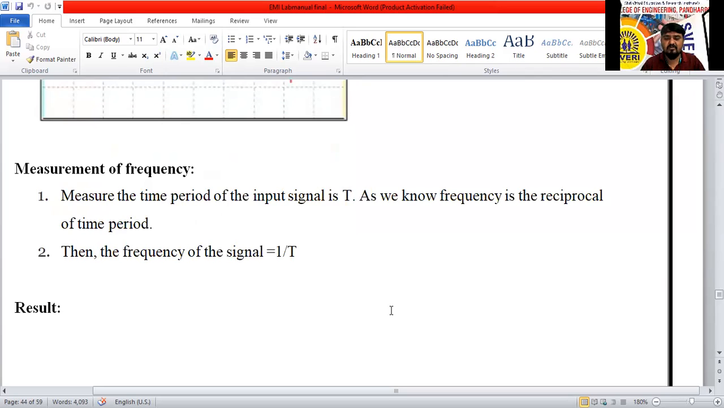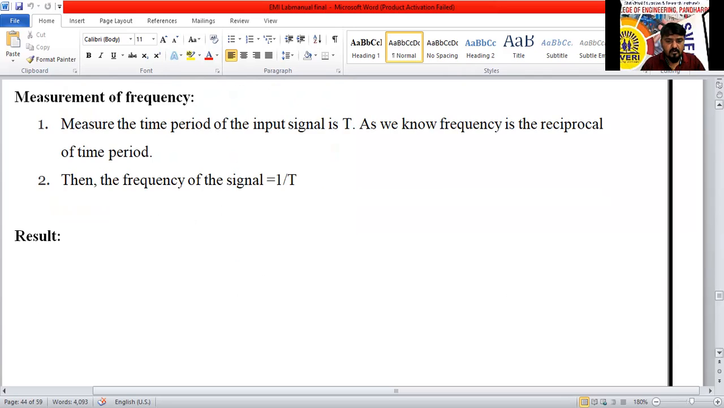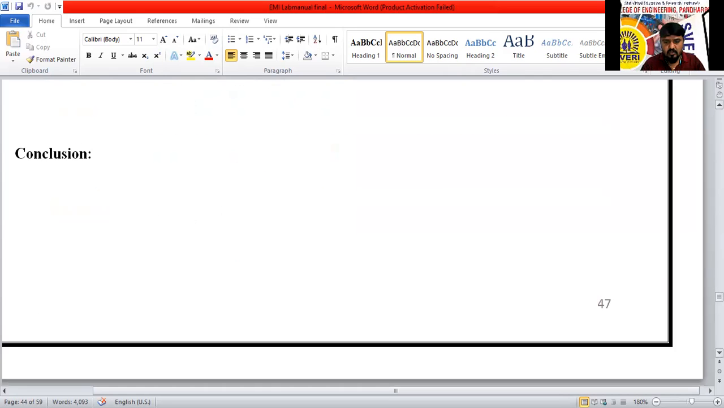So the frequency is inversely proportional to the time period. So it completes the 6th unit. The 6th unit is nothing but the whole syllabus is completed now. If you want to ask any questions, you can ask regarding this.